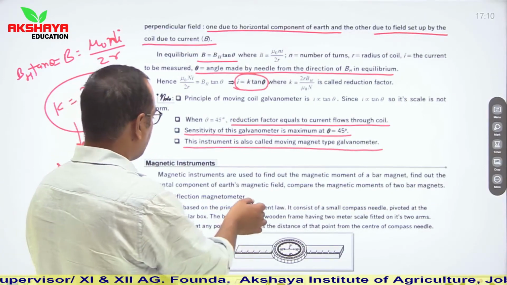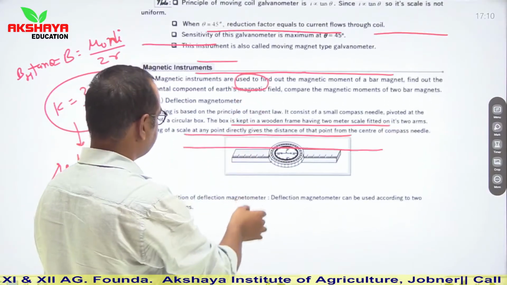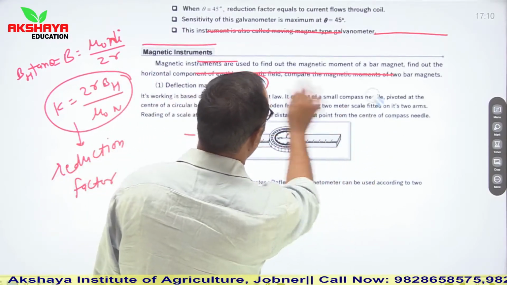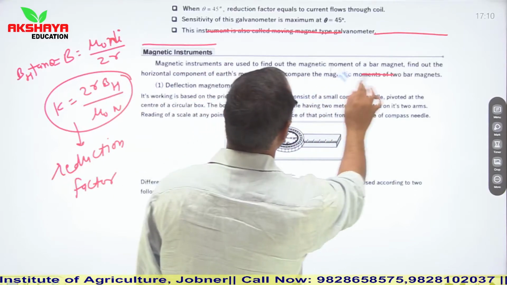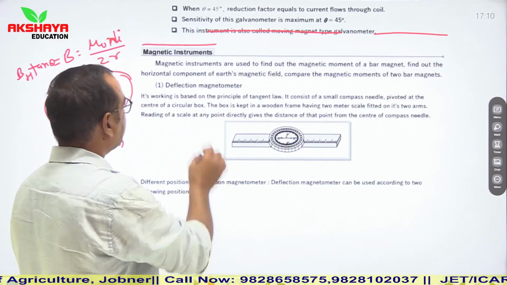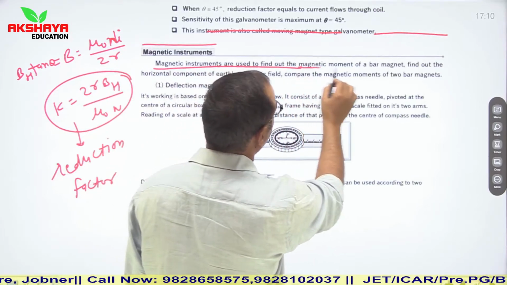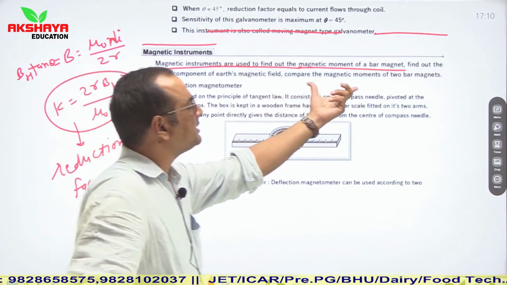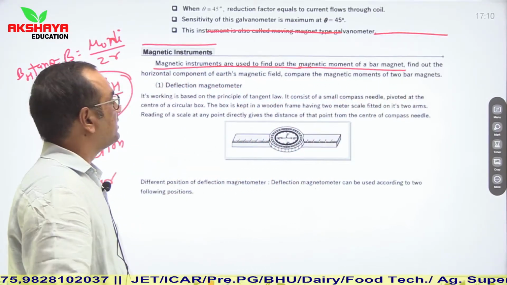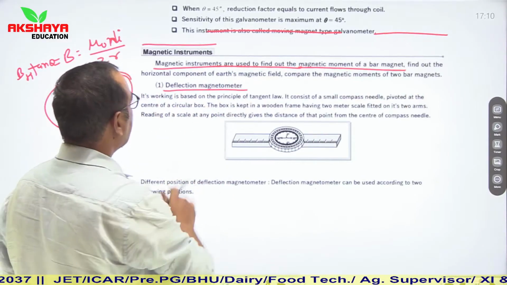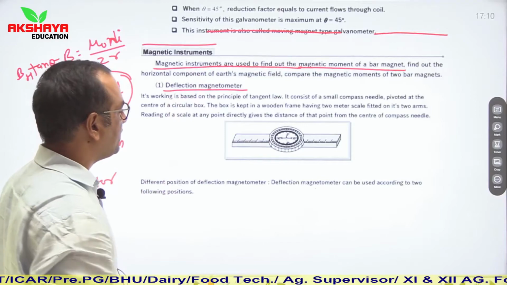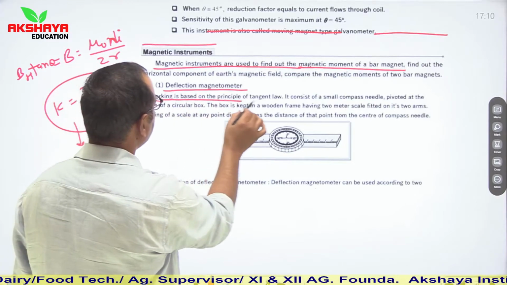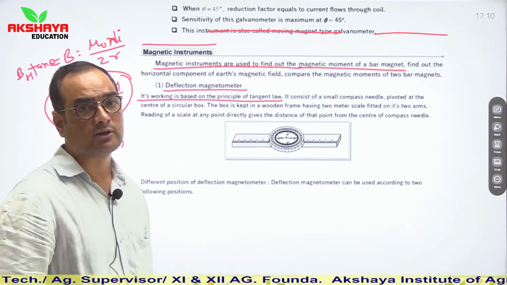So these are some general concepts based on the tangent galvanometer. Now let us talk about magnetic instruments. Magnetic instruments are used to find the magnetic moment of a bar magnet, find out the horizontal component of Earth's magnetic field, and compare the magnetic moments of two bar magnets. It is based on the deflection magnetometer, and its working is on the principle of tangent law.